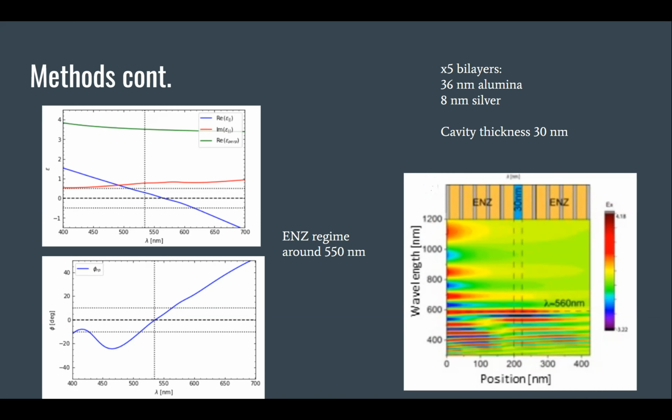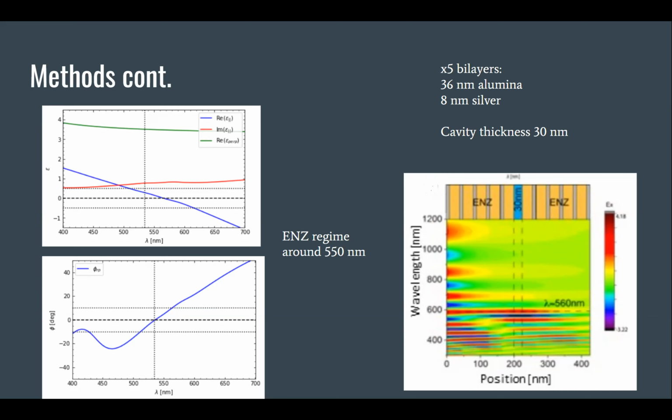The bottom graph is the phase of reflected light, which is the other criterion for having an ENZ metamaterial. The criteria are a little wishy-washy, but it's kind of standard that for an ENZ you'd like the permittivity to be less than 0.5, as close to zero as you can get it, and the phase of reflected light to be within about 10 degrees.